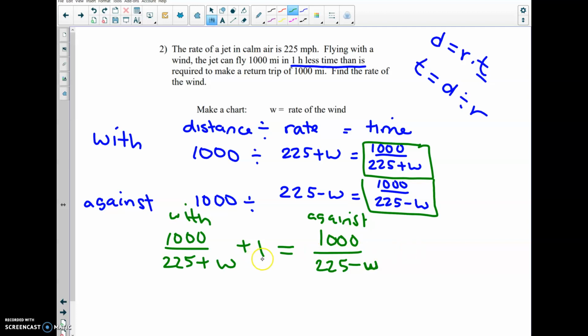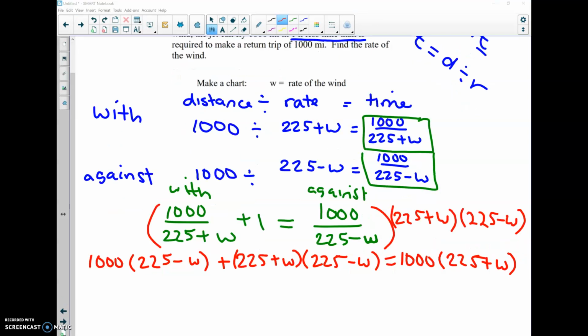I always like to deal with +1 just so that you don't have to deal with distributing a -1 when we multiply out the least common denominator. So getting rid of our two denominators here, they are the same terms, but one's plus and one's minus. We have to multiply everything by both: 225 plus W and 225 minus W. So go ahead and multiply that out. Alright, multiplying the LCD to everything here.